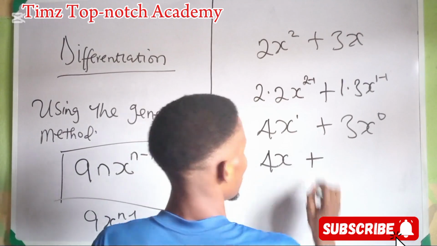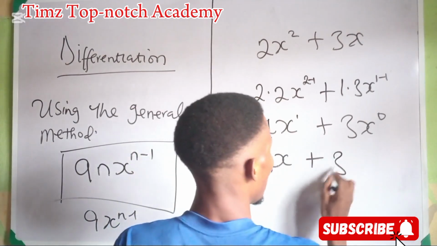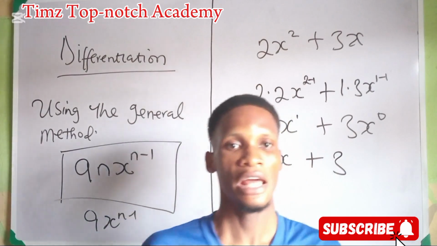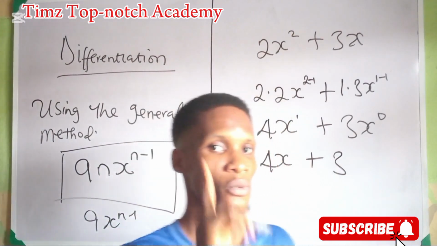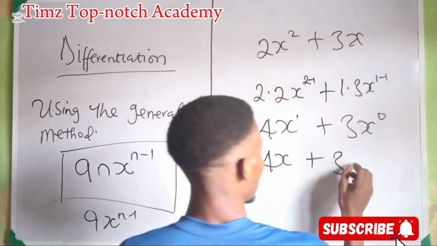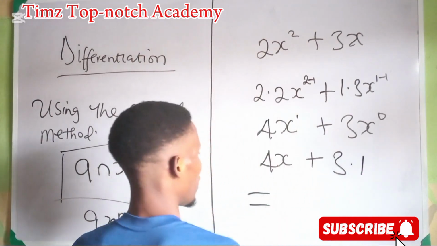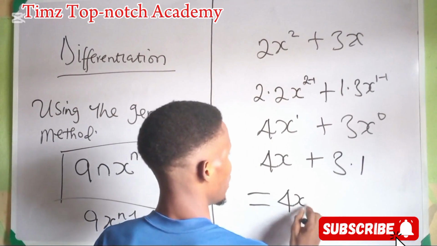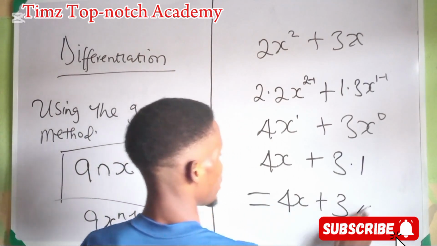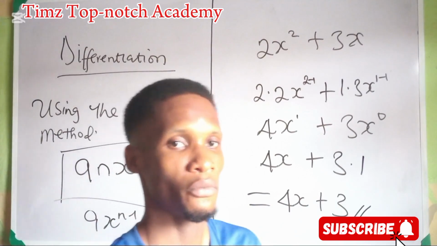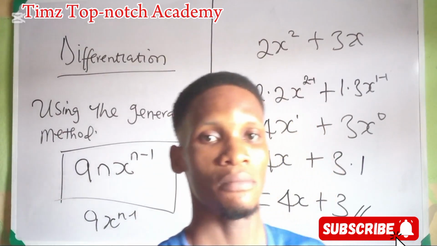So it will give us 4x plus 3s raised to power 0. They say anything raised to power 0 is what? 1. It means it is times 1, which will give us a final answer of 4x plus 3. This is the final answer you're going to get when you are given this type of problem to solve.